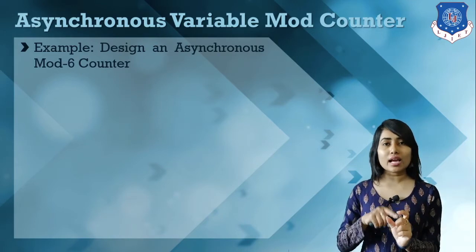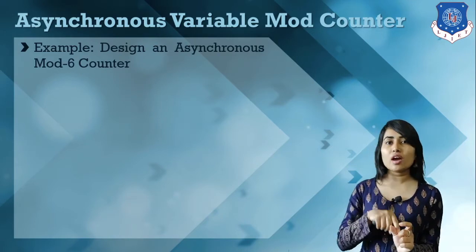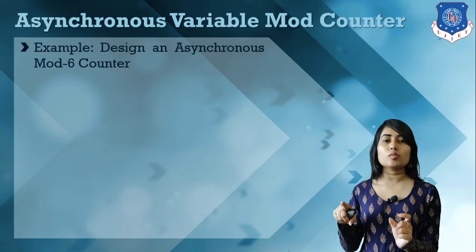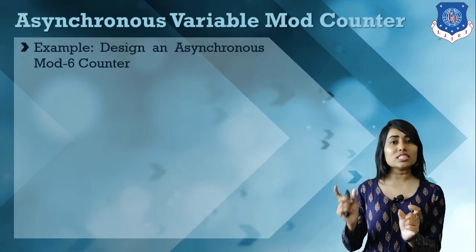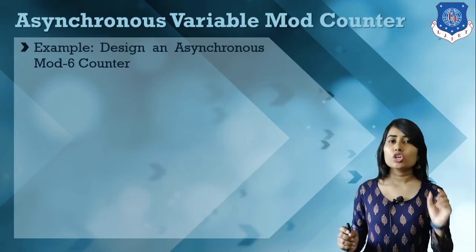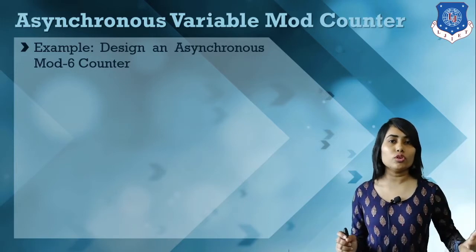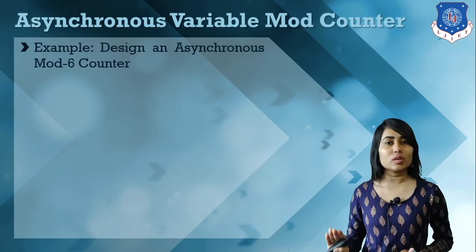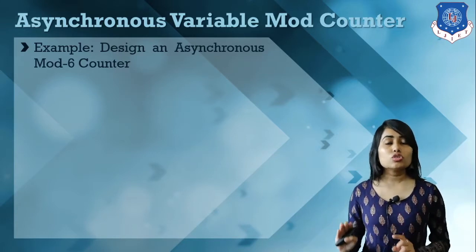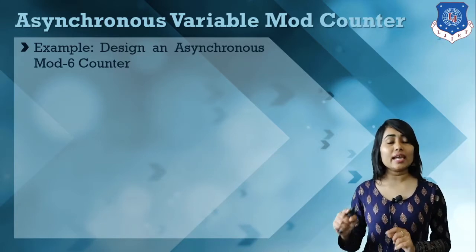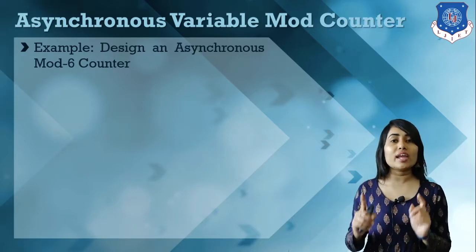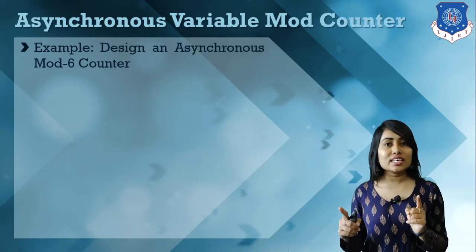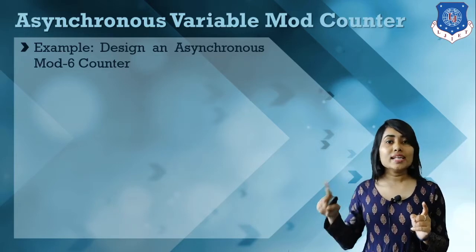To count a total of 6 values, we have to use 3 flip-flops, because the maximum number of counting values is nearest to 3 flip-flops. Using 2 flip-flops we can only count 4 values, and using 3 flip-flops we can count a total of 8 values. So here we have to count 8 values, but before the 6th value, that means whenever it goes to the 6th state, we have to reset it.